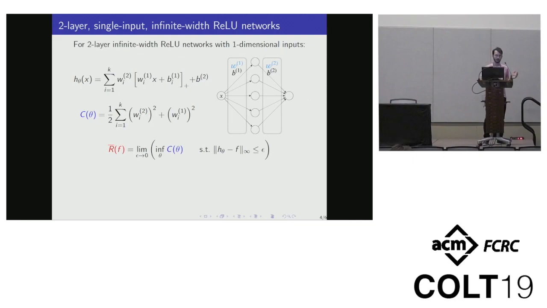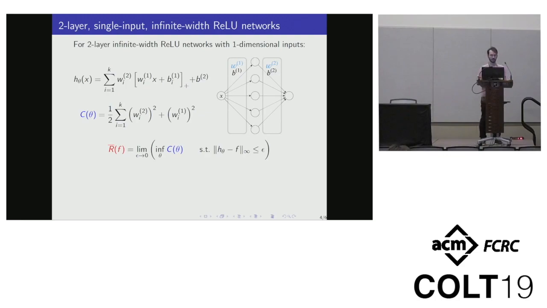Our main result consists of a complete and full characterization for the specific case of 2-layer infinite width ReLU networks with single-dimensional inputs. And 2 things to keep in mind here. First, our complexity measure C of theta does not account for biases, meaning that it captures the setting where we train a network with L2 regularization on the weights only and not on the biases, which is fairly common in machine learning. And second, our complexity measure doesn't account at all for the number of parameters of the network. So effectively, we're considering networks with unbounded number of parameters.